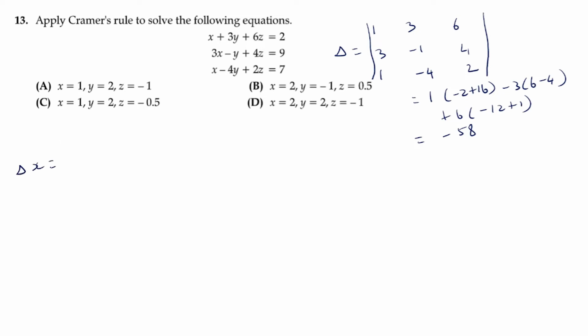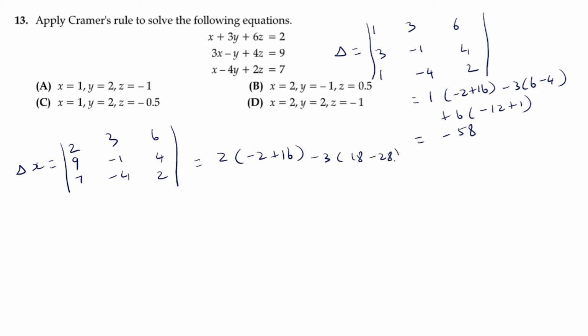Now let us find delta x. To find delta x, we have to remove the coefficients of x and substitute the constant terms here. So we have 2, 9, 7; 3, minus 1, 4; minus 4, 6, 4, 2. Again expanding along R1, we have 2 into minus 2 plus 16, minus 3 into 18 minus 28, plus 6 into minus 36 plus 7. So when we simplify, we get this as minus 116.